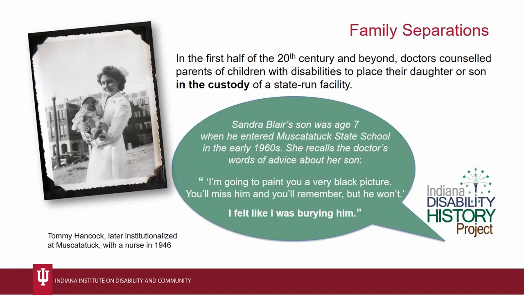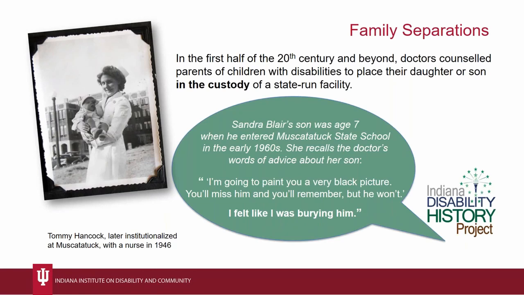Part of the reason institutions were filling up was that doctors advised parents to put their children away in these places. Family separations. In the first half of the 20th century and beyond, doctors counseled parents of children with disabilities to place their daughter or son in the custody of a state-run facility. On the left is a black and white photo captioned, Tommy Hancock, later institutionalized at Muscatatuck, with a nurse in 1946. The smiling white woman with curly hair and a white nurse's uniform is holding the baby in front of a hospital.